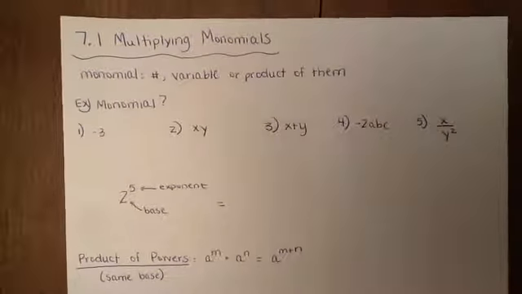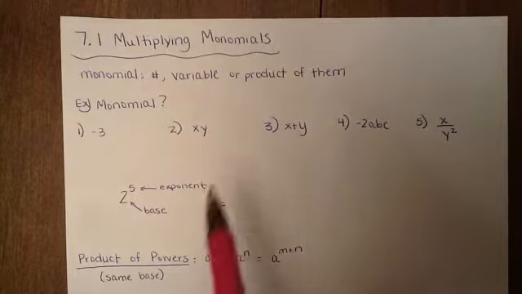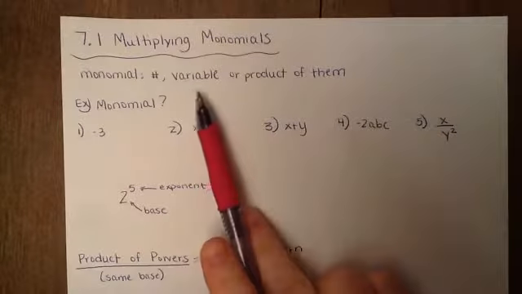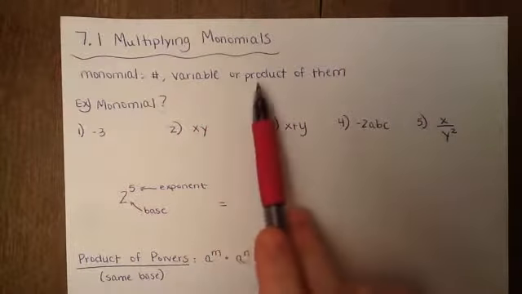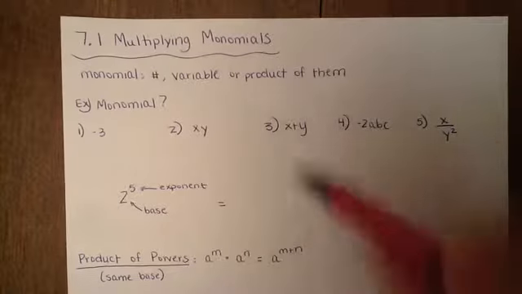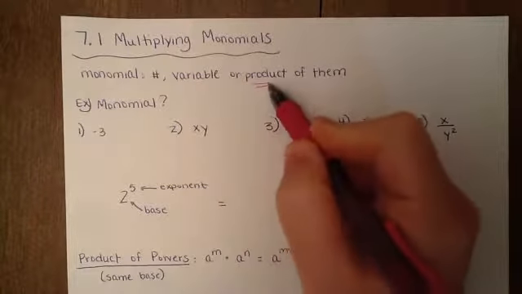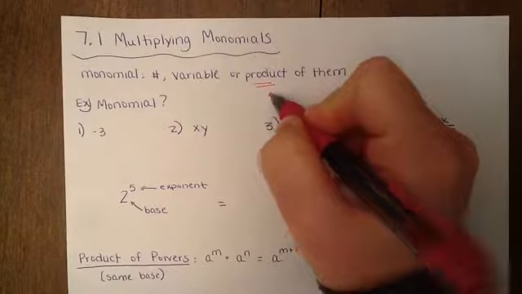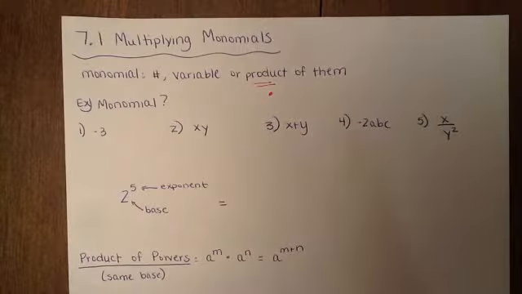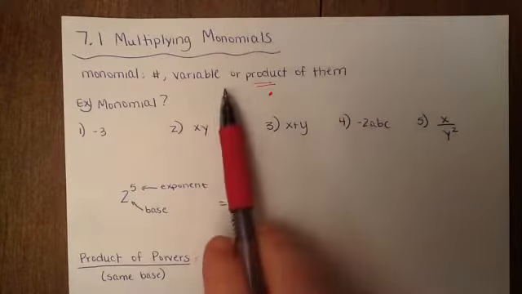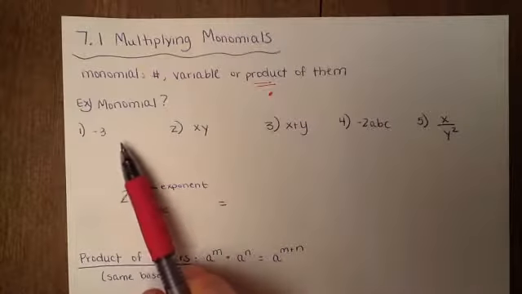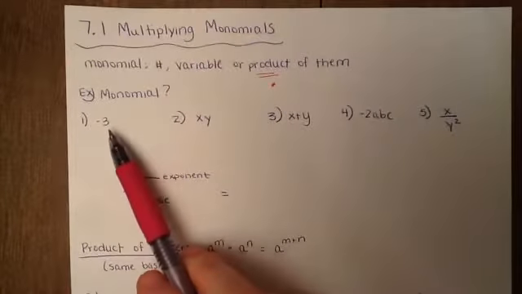Mathematicians, today we are going to look at monomials. Monomials are a number, any variable, or a product of them. And what does the word product mean? Multiply. So multiplying a number, a variable, or just them by themselves. So looking at these, let's decide if we have a monomial or not.